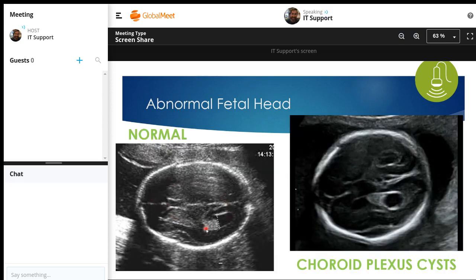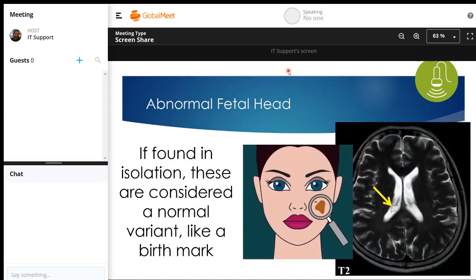So we have our normal head here, and then we have our bilateral choroid plexus cysts. So these are on the bigger side. You can see kind of within the area of the choroid plexus. So if these are found in isolation, I was just talking about normal low risk patient, normal serum screening, they're considered a normal variant, so very similar to a birthmark. So not everyone has a birthmark in the same spot, but it's not harmful, and it's not going to cause any kind of trouble down the road. It's a very benign finding.